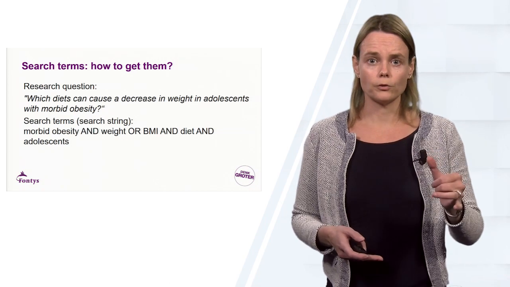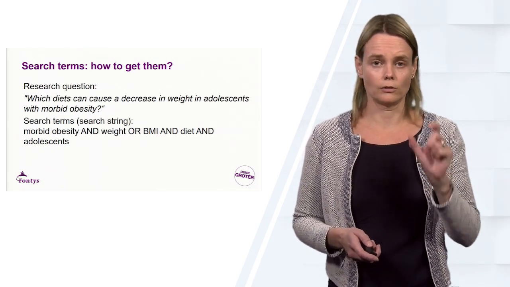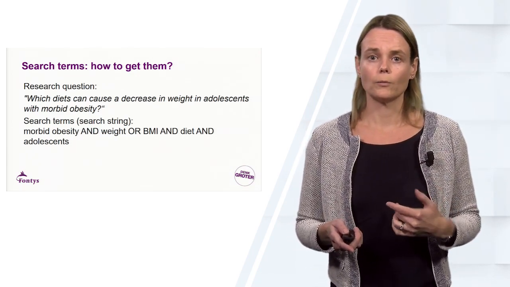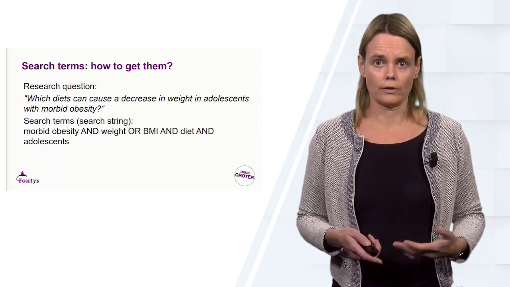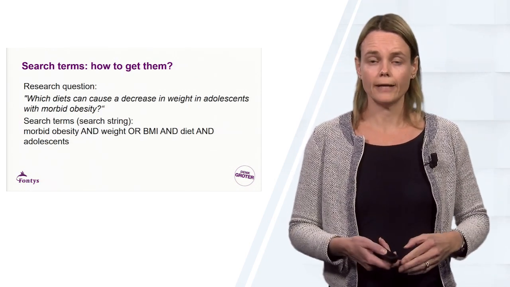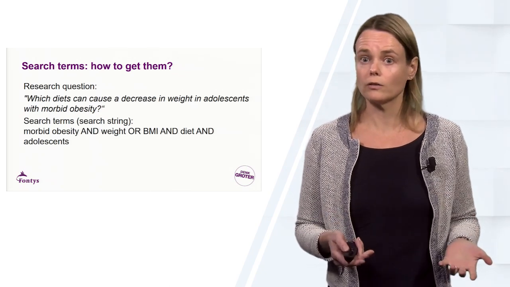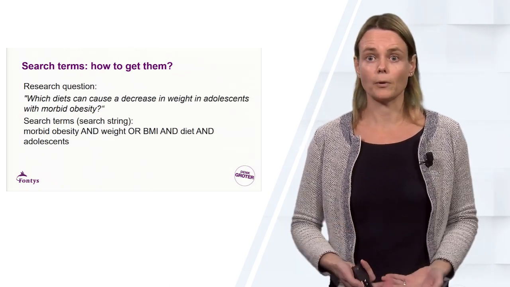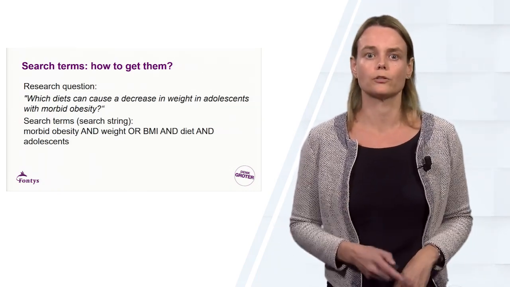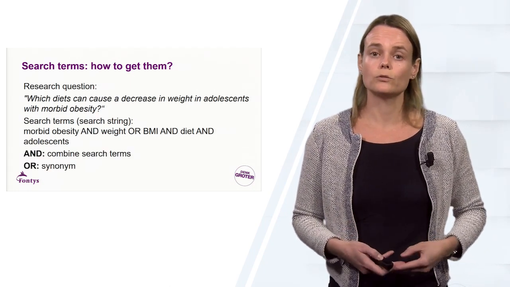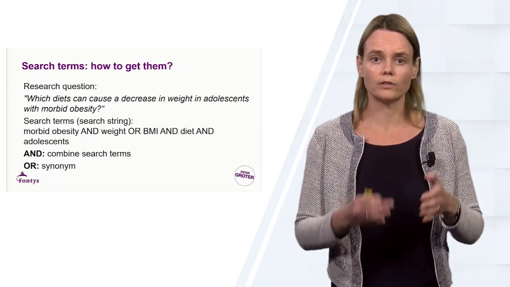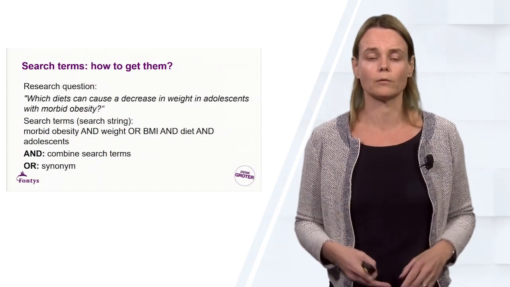So the two search terms, morbid obesity and weight, are combined with the word "and". For weight, we use the synonym BMI. So between weight and BMI, the word "or" is used. The other important parts in the research question are diet, the intervention that we're looking at, and the patient population, or the subjects, the adolescents. So diet and adolescents are the remaining search terms. So you see that we use "and" to combine the different search terms, and we use "or" when we're talking about synonyms, or different possible words that can be used for this specific word.